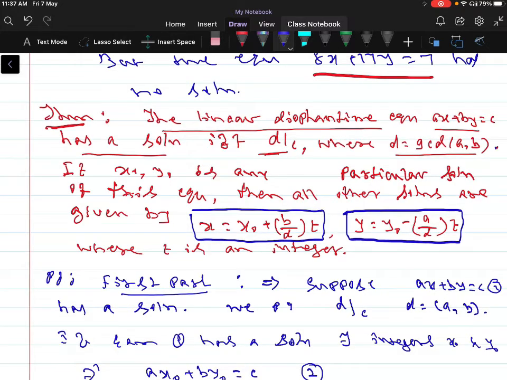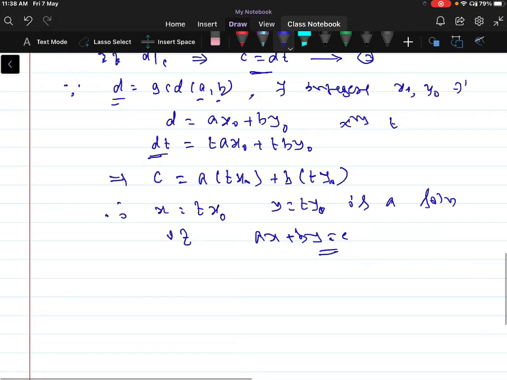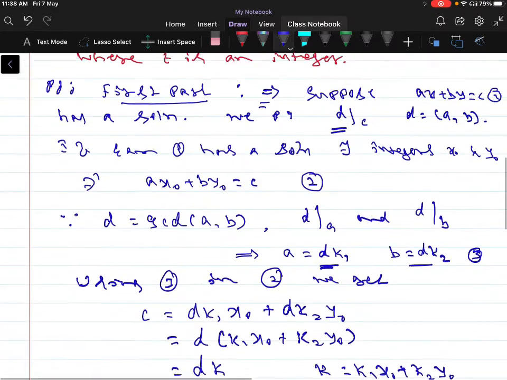So let us conclude the first part of the proof of the theorem. In the necessary part, you have taken the Diophantine equation as having a solution, and you proved that d divides c. Conversely, you assumed that d divides c, then you proved that the Diophantine equation has a solution of the form x equal to tx naught and y is equal to ty naught. Now let us move to the second part of the theorem.